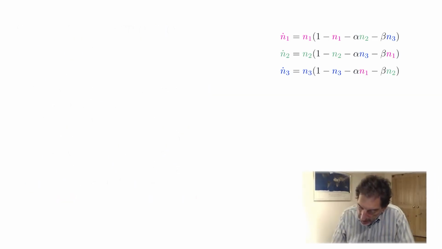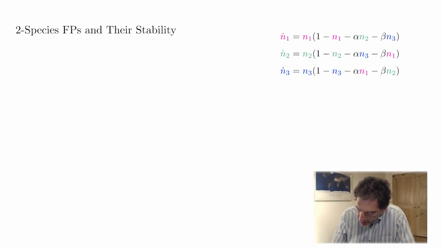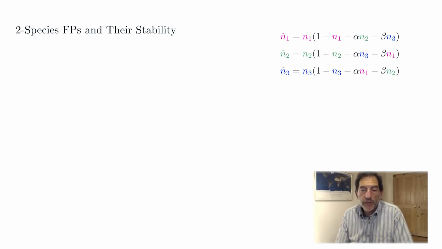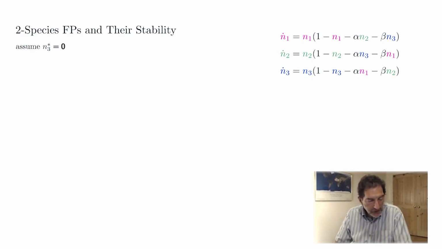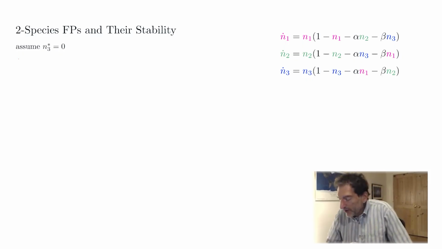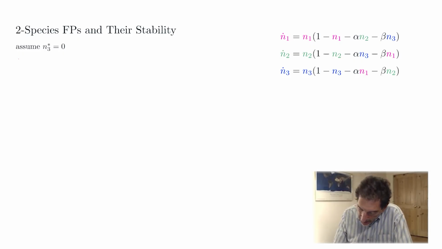Let's look at the two species fixed points and their stability. To be concrete, let's assume that for the two species fixed point, n1 and n2 are both non-zero, but n3 is equal to 0. So I'll assume that the fixed point value of n3 is equal to 0. To figure out the values of the fixed points, we just have to set n1 dot and n2 dot equal to 0. And so setting n1 dot equal to 0 gives the condition that 1 minus n1 minus alpha n2 is equal to 0.